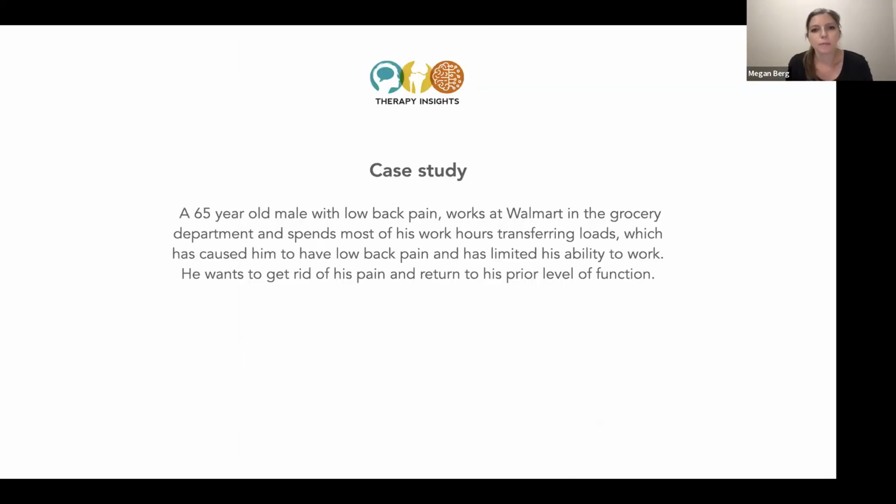Okay, great. We're going to wrap up with our case study. So every month we have a different case study. It's just a chance for us to talk about different resources that we might use from the library. And then we also bring in different clinical perspectives.